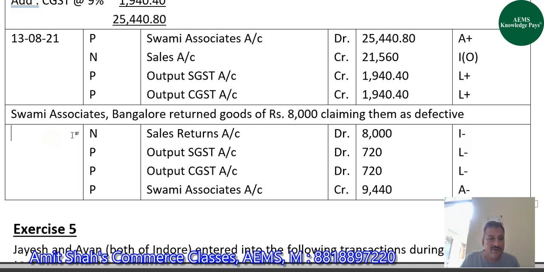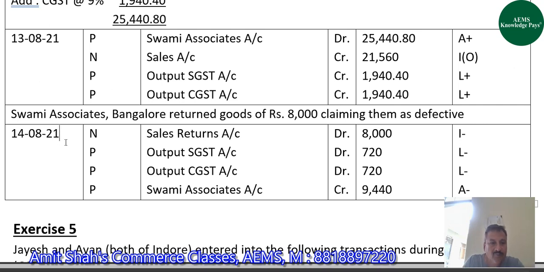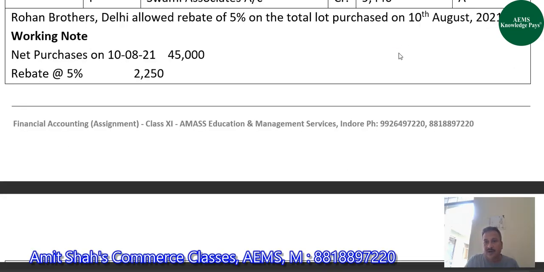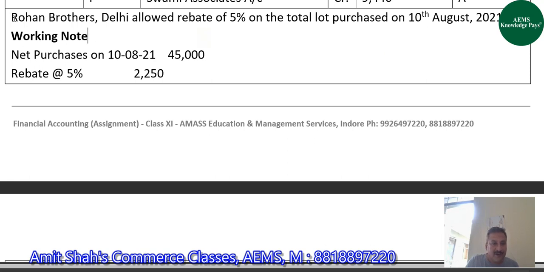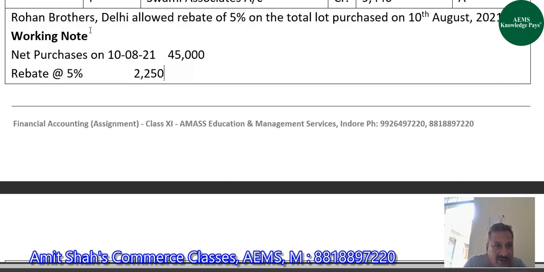Okay, so guys, note down this fast. This was on 14th August 2021. Ashutosh and others, guys, Manvi and all, please start noting this down from here, from the working note. Yes, sir.